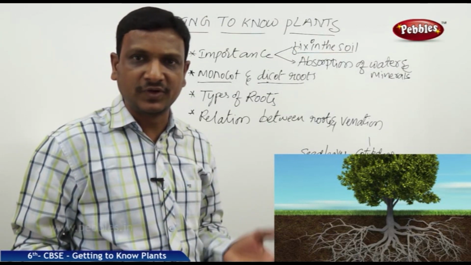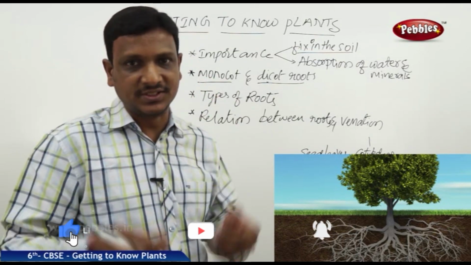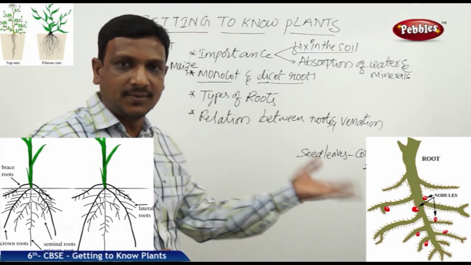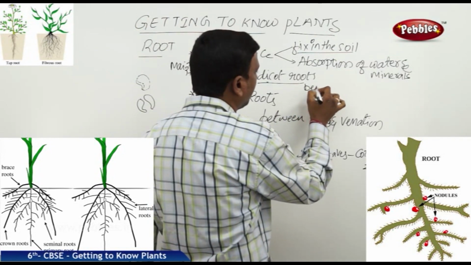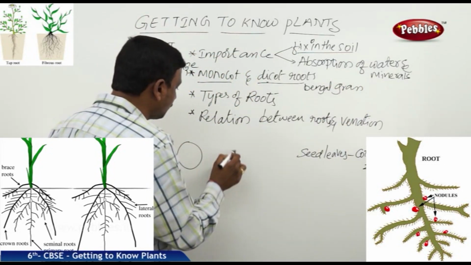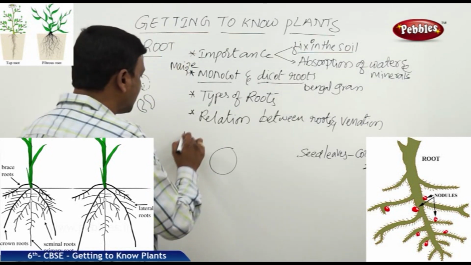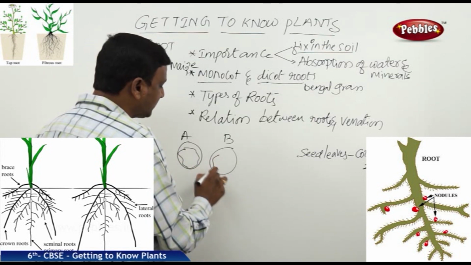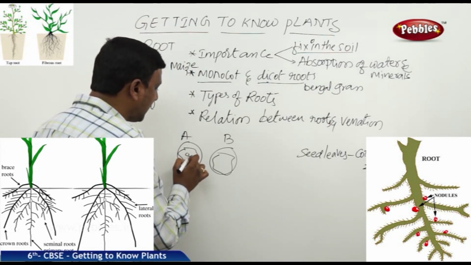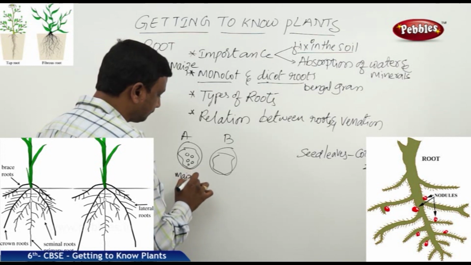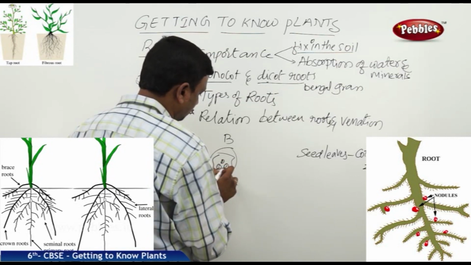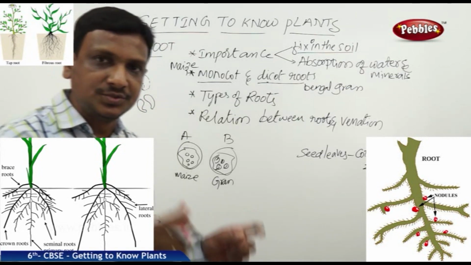Here, for an activity, we have taken monocot seeds and dicot seeds. What example of monocot did I tell? Maize. We have taken maize. And for dicot, Bengal gram. You take two small bowls or katoris named A and B, and spread some wet cotton in them, sprinkling some water. Here you place the maize seeds, and here you place the gram, and you sprinkle water.